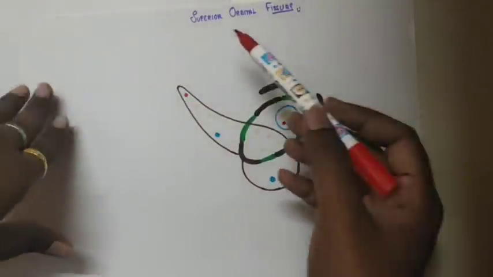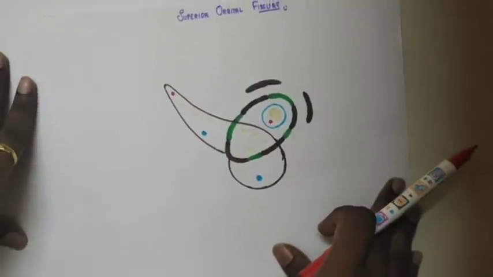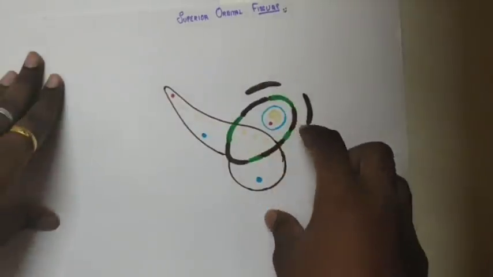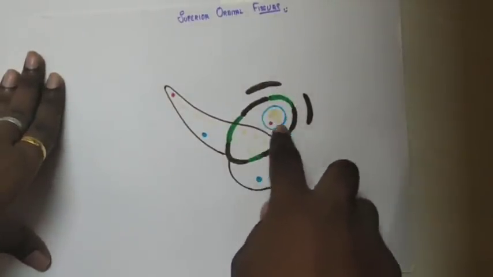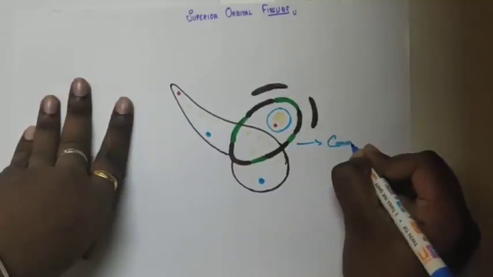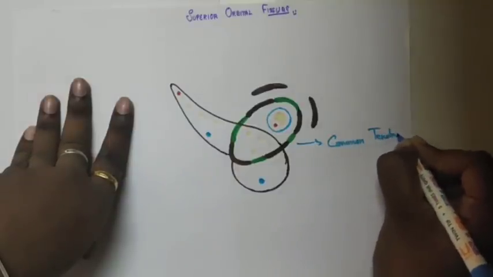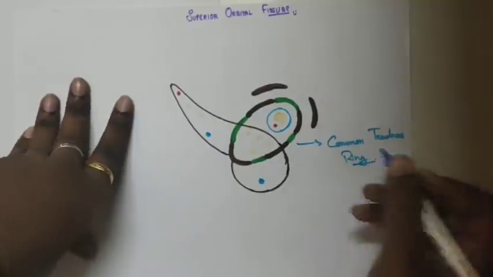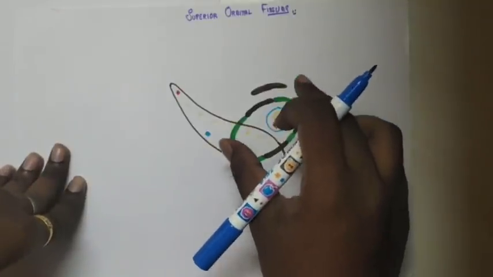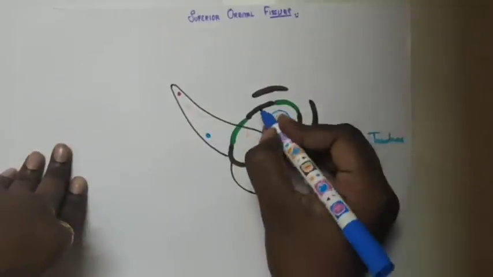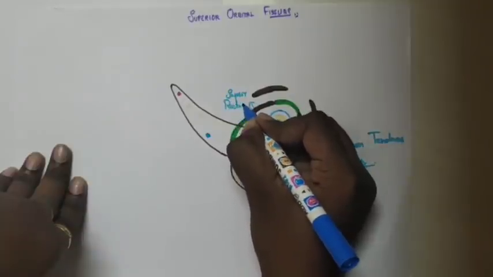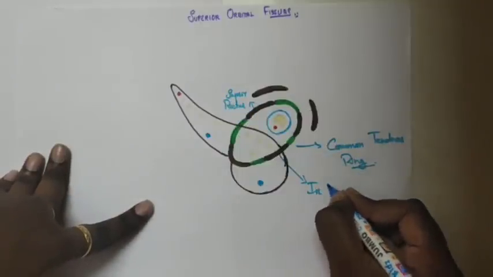So now we'll see about the superior orbital fissure. This is a very important thing in the anatomy of the orbit. Of the superior orbital fissure, this ring is very important, which is known as the common tendinous ring. Right? Common tendinous ring. This ring bears the ligaments and other four muscular structures, which is the origin of four extraocular muscles. That is, this will be the superior rectus muscle. This will be the inferior rectus muscle.